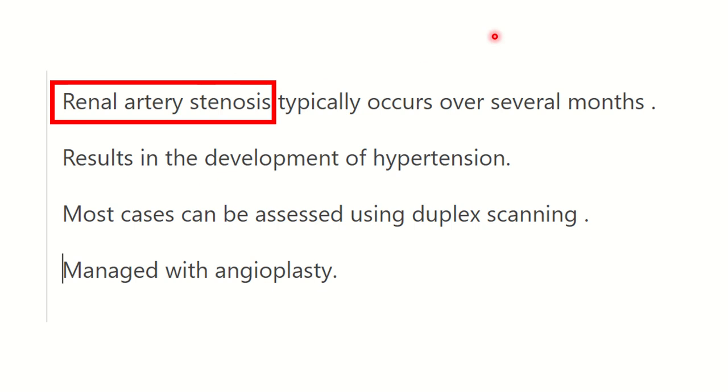Now another slide. Renal artery stenosis typically occurs over several months. This point is very important. Over several months it results in the development of hypertension. Renal artery stenosis, or renal artery narrowing, is a usual cause of hypertension, and it is a cause of secondary hypertension. So after transplantation, if renal artery stenosis occurs, then hypertension develops. Most cases can be assessed using duplex scanning. By duplex scanning we can detect it, and it is managed with angioplasty.